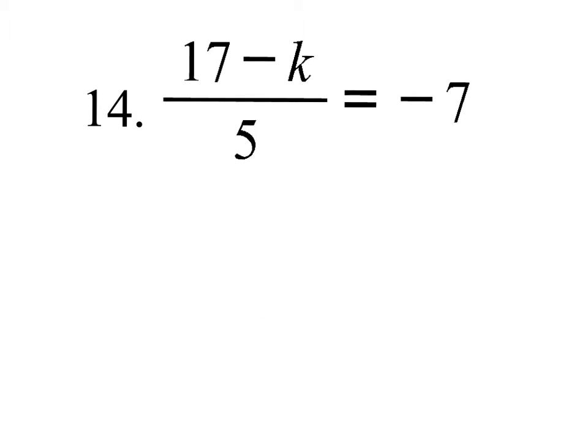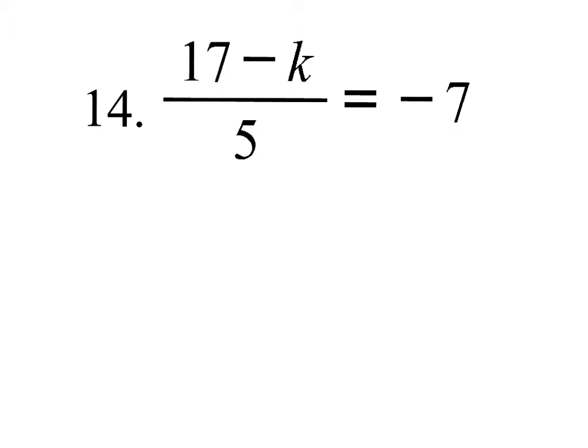Number 14, again, a simplified equation. There is no distributive property. There is no combining like terms. It's just moving on to step 2, which is isolating the variable on one side, getting k by itself on one side of the equal sign. Where's k at? Is it on the left side or is it on the right side? K is on the left side. Let's get it by itself.